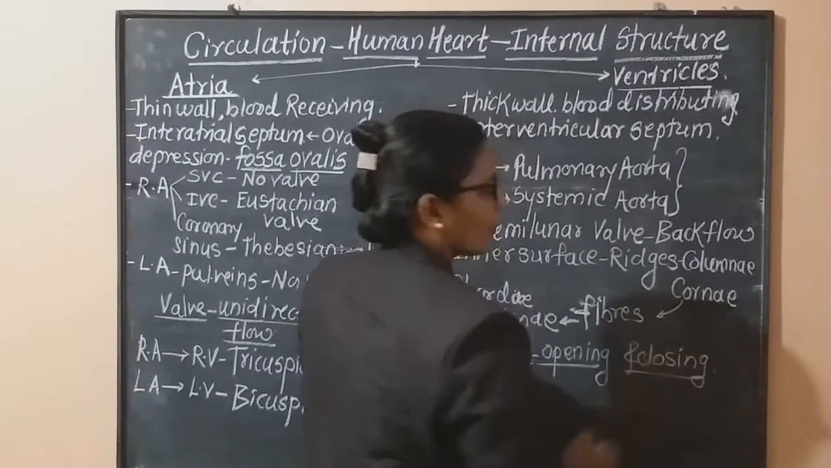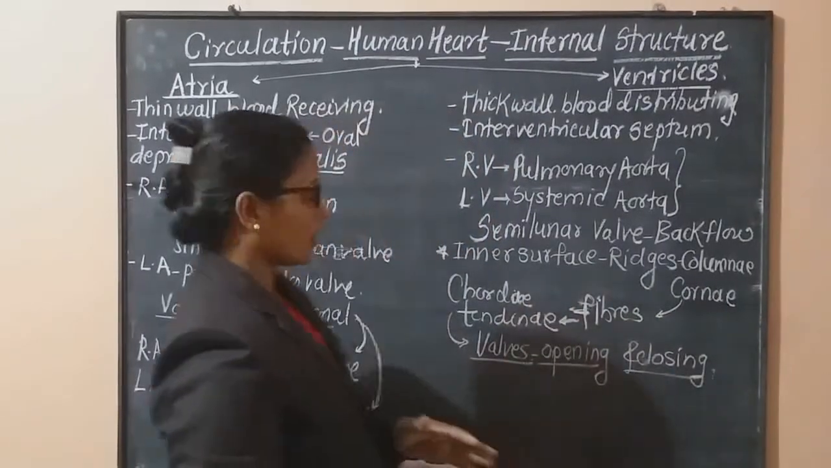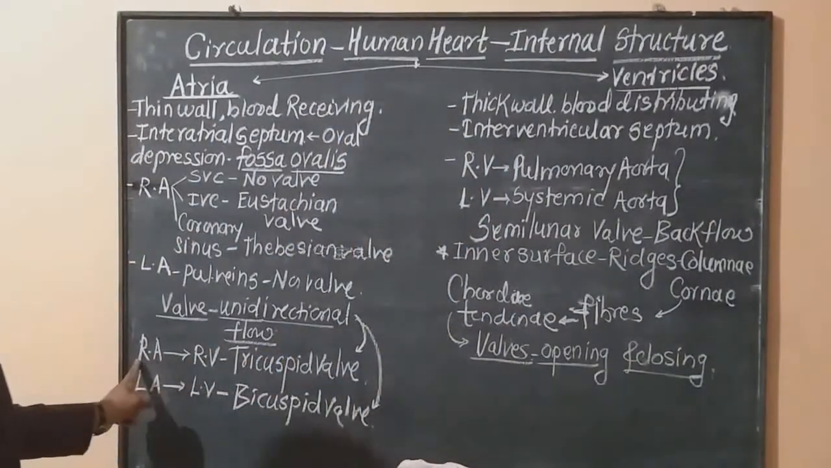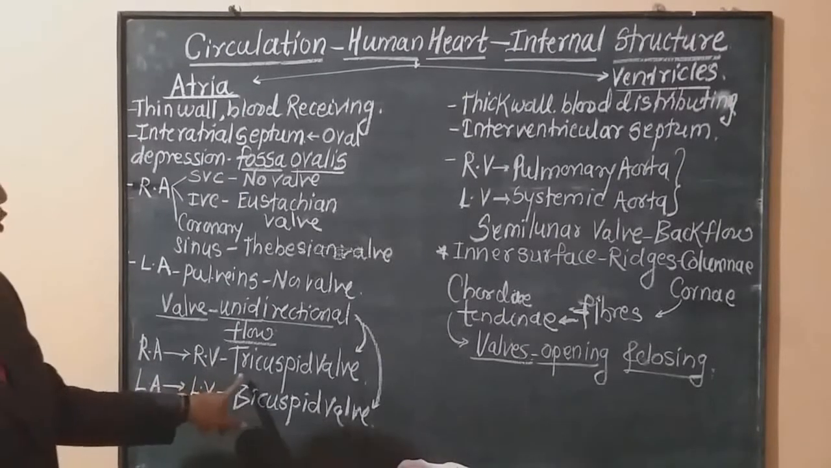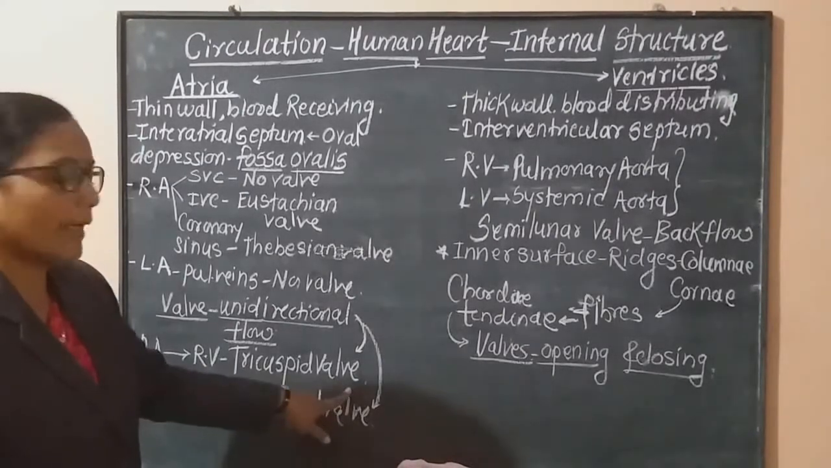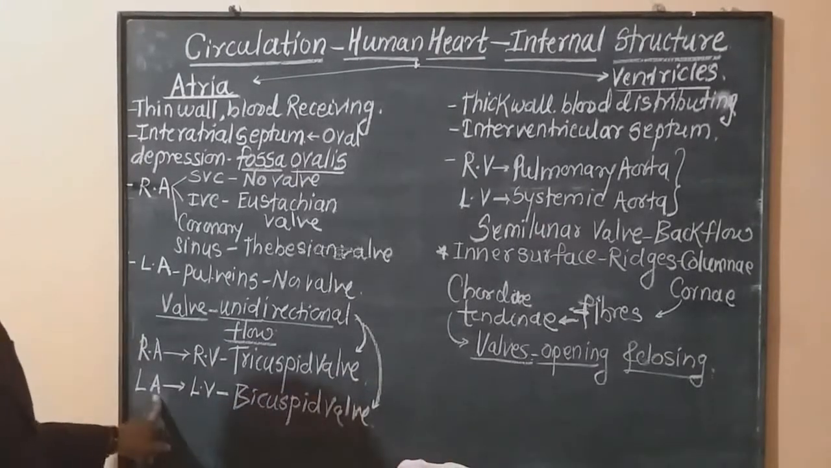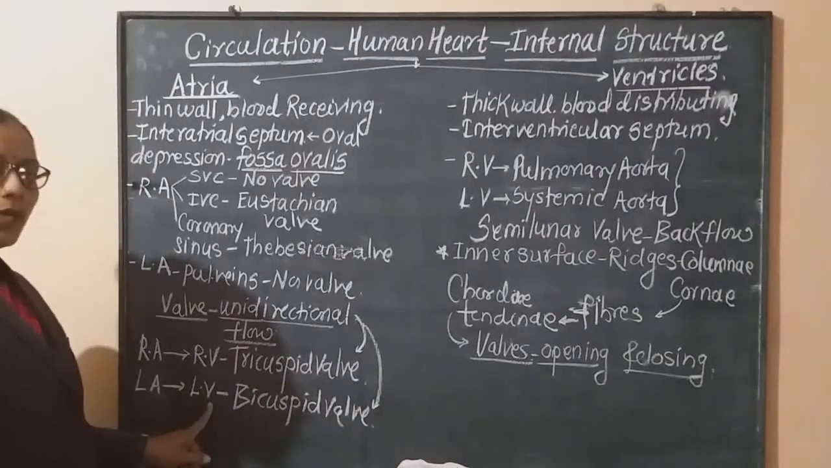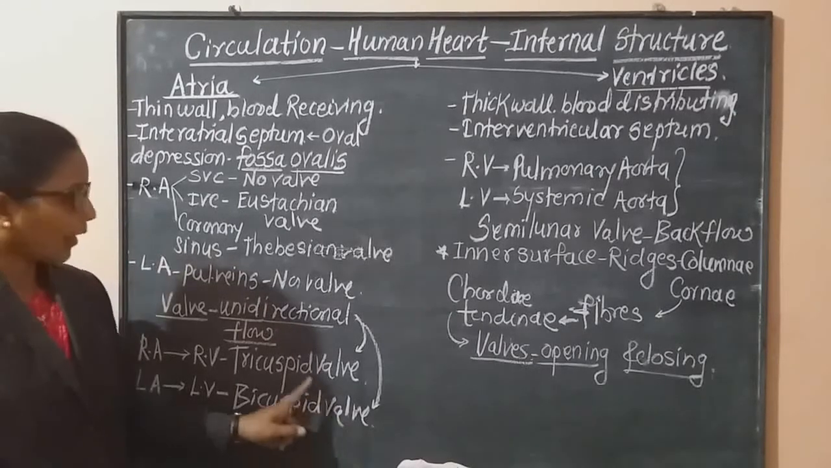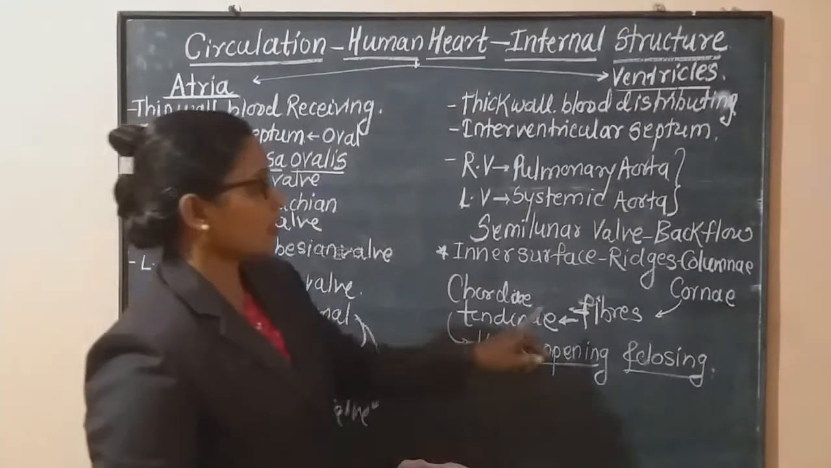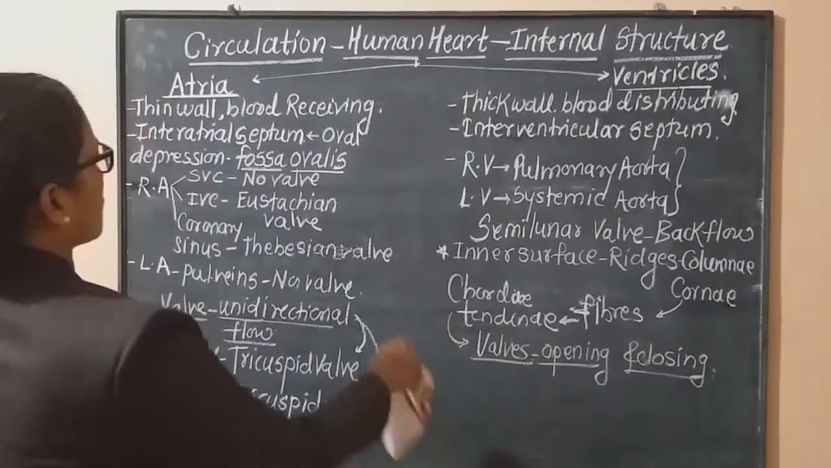Now these valves are present here: the right atrium opens into the right ventricle, and this opening is provided with the tricuspid valve. The left atrium opens into the left ventricle, and it is provided with the bicuspid valve. The movement of these valves is controlled by the chordae tendineae. These are the theoretical points we studied for the internal structure.